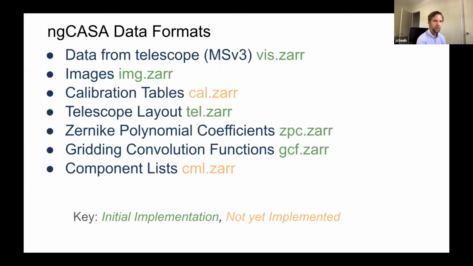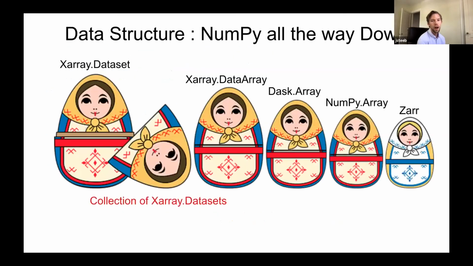Okay, so these are the ngCASA data formats, and some of them aren't yet rigorously defined or spec'd, but I guess the important ones are the measurement set equivalent, which is vis.zarr. It's based on the MSv3 definition with a couple of tweaks, which I'll get into. Images is image.zarr, and then we have a couple of other more niche data formats as well. Okay, so I guess the big thing is understanding that at the end of the day, it's basically n-dimensional chunked arrays, and these are all just NumPy arrays once it gets into memory.